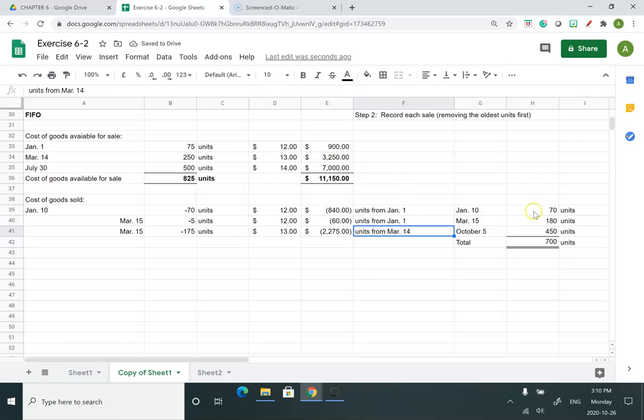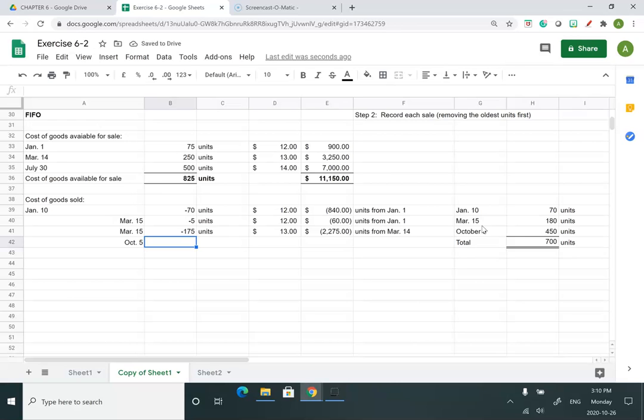So I've recorded the January 10th ones, and look, they're all gone. If I actually add up the units from January 1st, that comes out to 900, which is that one. Then we sold 180. So I still have some of those units left over from March 14th. So we'll go into the next sale, October 5th.